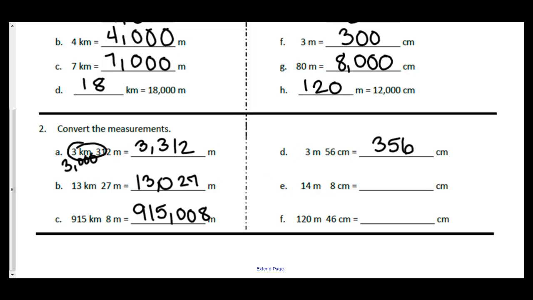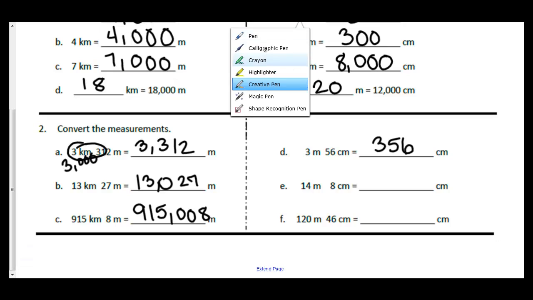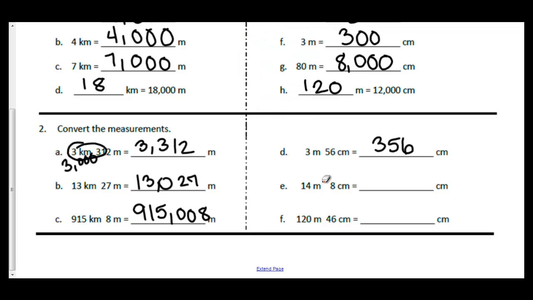Okay, so we're on to E, and we have 14 meters and 8 centimeters. So I'm thinking to myself, there are 100 centimeters in a meter. So let's see here, I'm trying to get my pen to work. Okay, so this would be like in the hundreds place, okay? So I've got 14 hundreds, 8 ones. So that would be 1,408 centimeters. And the same thing here. This would be like in the hundreds place. I have 120 hundreds, 46 ones. So that would be 12,046 centimeters.